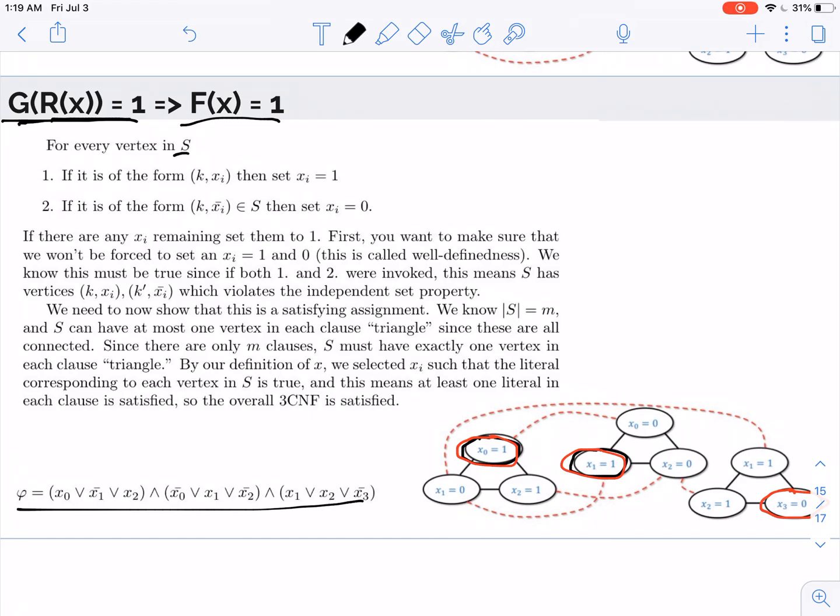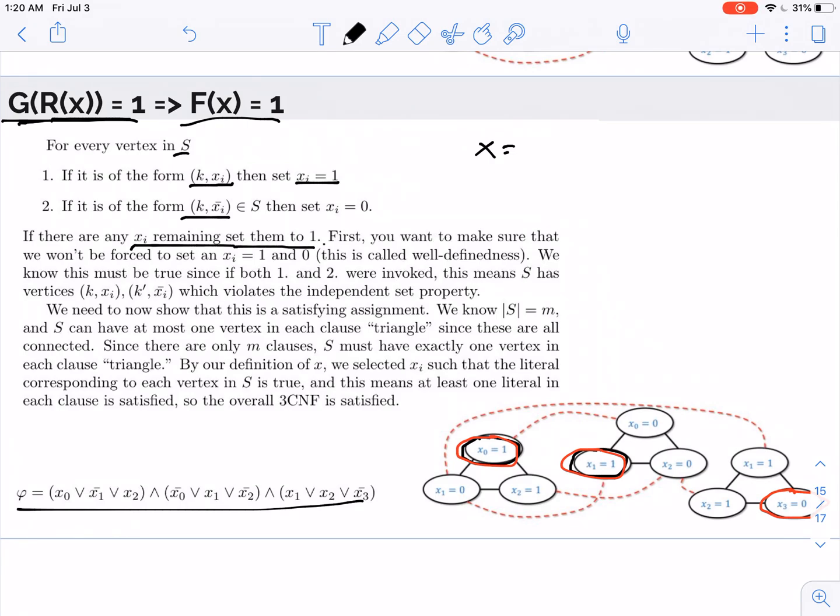We'll look at each node in S. If it's of the form k, xi, then we will set xi equal to 1, where x is the assignment that we're building up here to satisfy the 3CNF. Otherwise, if that node is of the form k, not xi, then we'll set xi equal to 0. At the end of the process, there might be some xi remaining, so we'll just set them to 1.